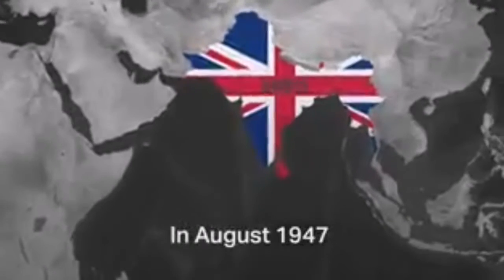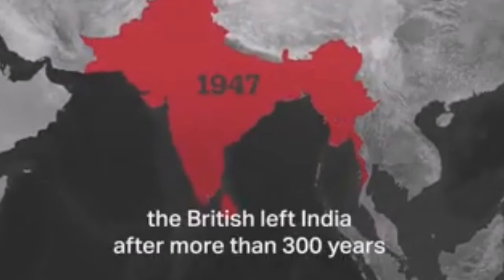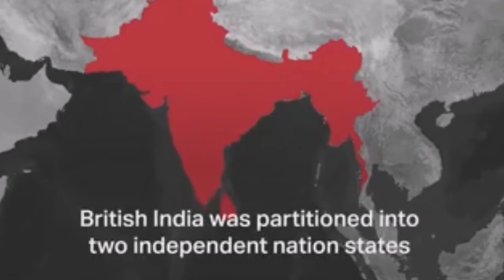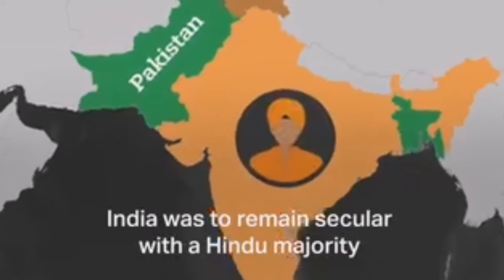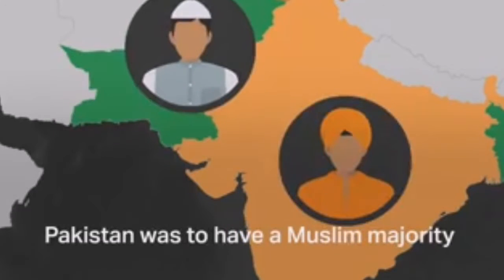In August 1947, the British left India after more than 300 years. British India was partitioned into two independent nation-states, India and Pakistan. India was to remain secular with a Hindu majority. Pakistan was to have a Muslim majority.